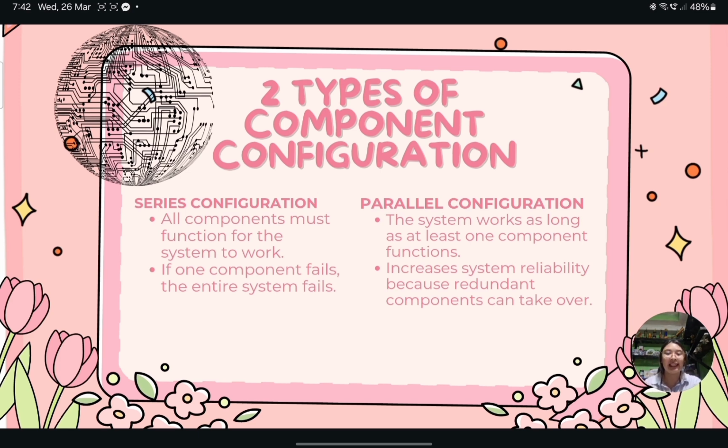Yes, fail. Unlike parallel configuration, the system works as long as at least one component functions. So in this case, let's just put an example where the leader carried the members. In this case, they will all pass because the leader worked, unlike the series configuration, whereas all of the members must work, but if one person doesn't work, then they will all fail. So that's the two types of configuration.